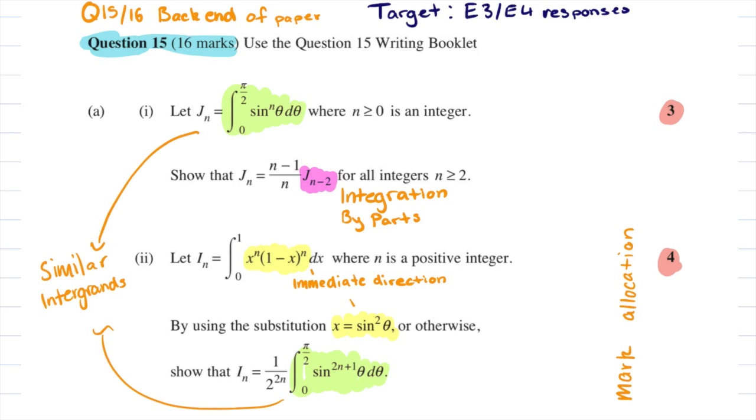Looking at part 1, we're given that J n is equal to the integral between 0 and pi on 2 of sine to the power of n theta d theta, where J n is given with this expression. We are asked to show that this is the case. Immediately, this points out that we need to be using integration by parts. Looking at the mark allocation of 3, we know that it's going to be pretty in-depth and require complex mathematical thinking.